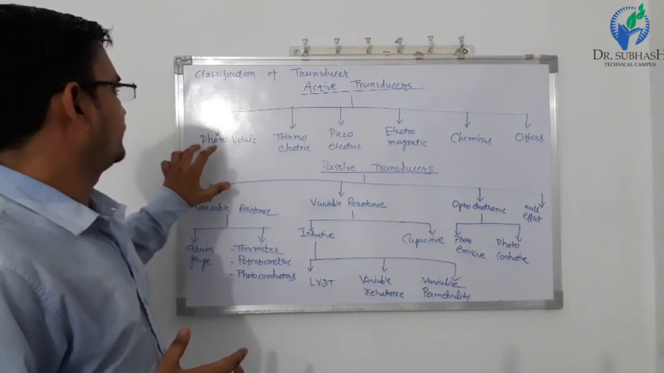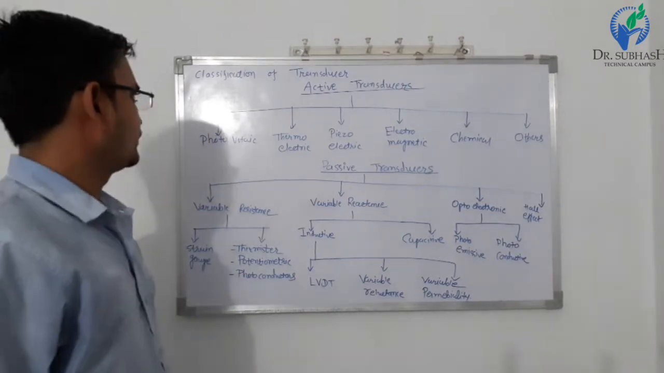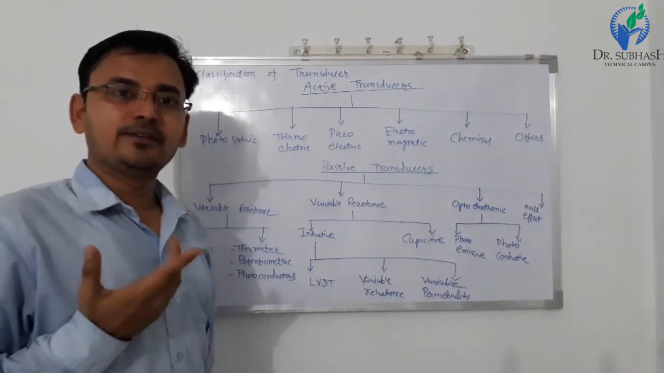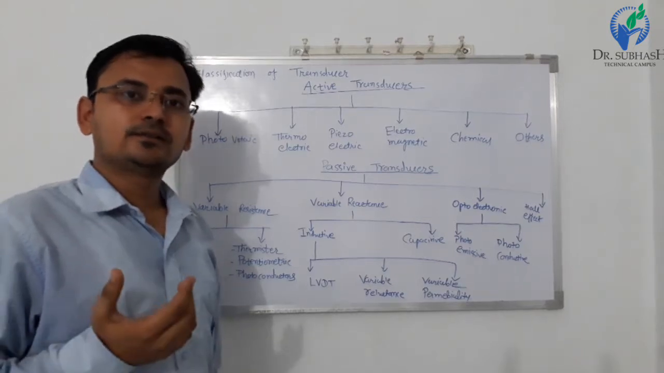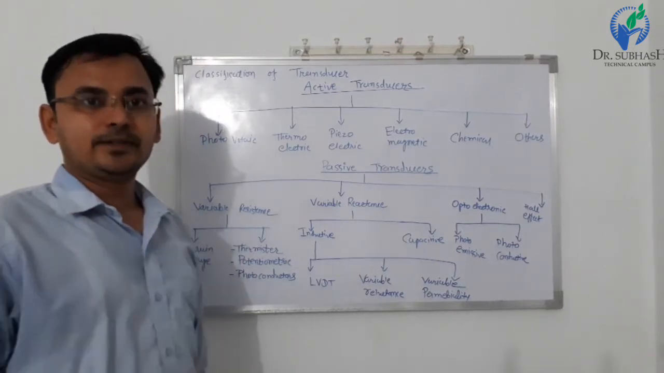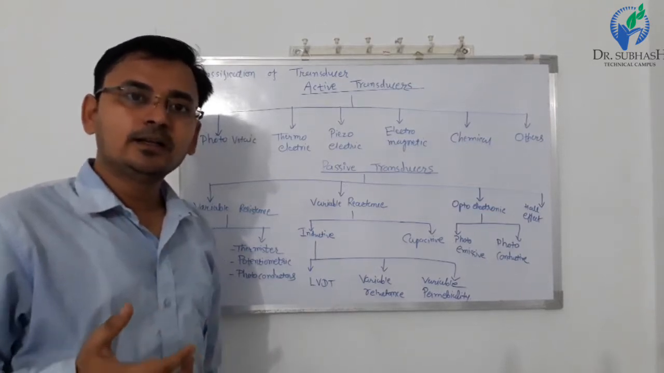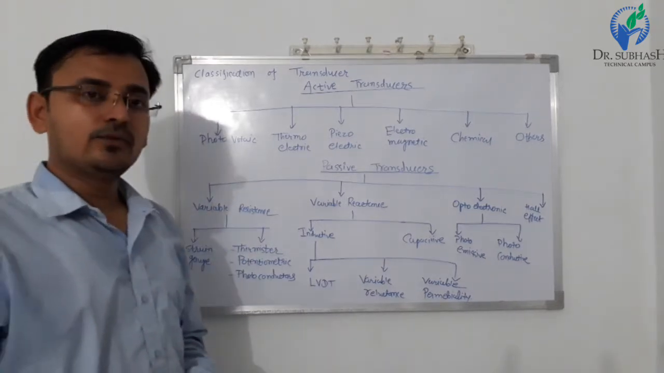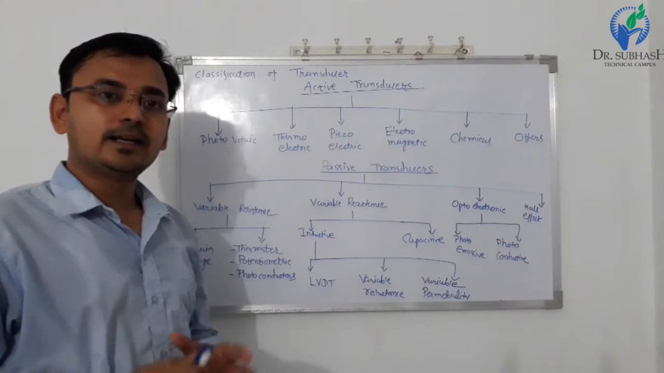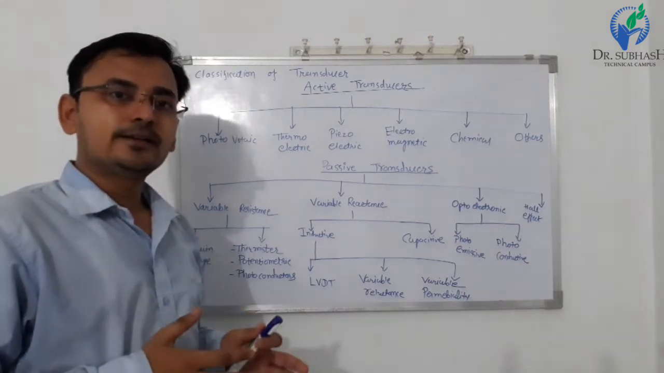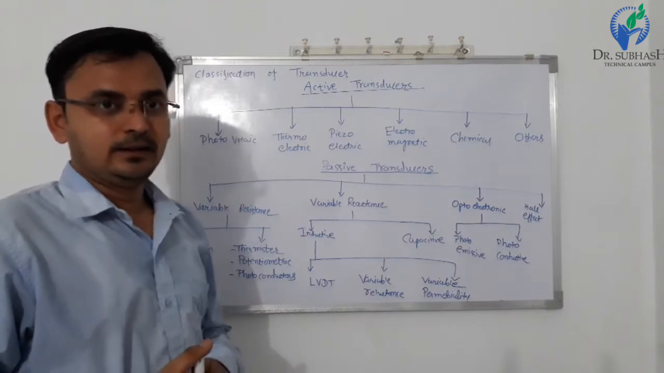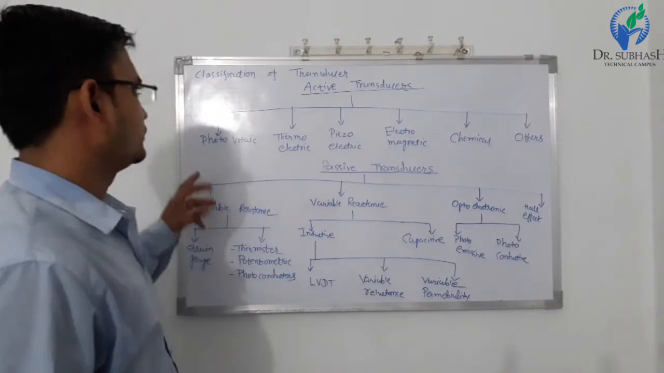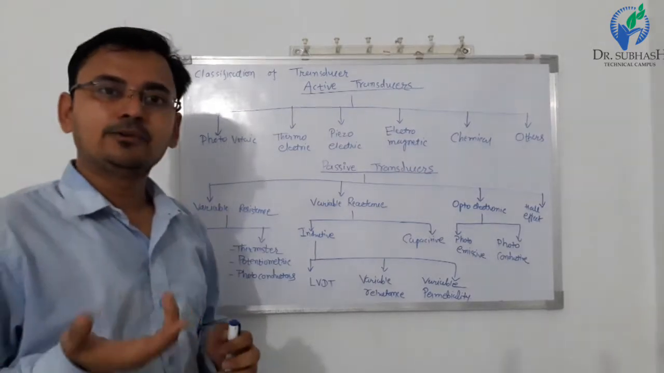Now we will see the different types. First one is the photovoltaic transducer. Nowadays the rooftop solar power plant is very famous, and it works based on the photovoltaic principle. In a solar panel there are photovoltaic cells. So this is the photovoltaic cell. The principle of the photovoltaic cell is to convert solar radiation into an electrical signal. There is no external energy source required for this, so the photovoltaic cell is one type of active transducer.